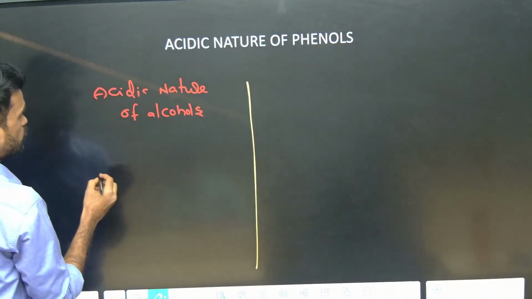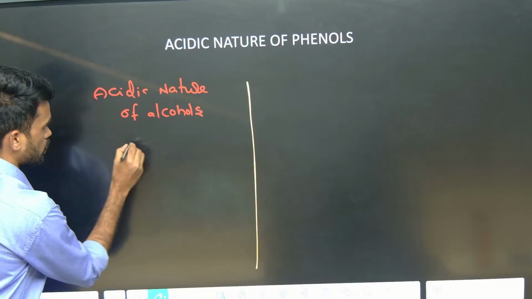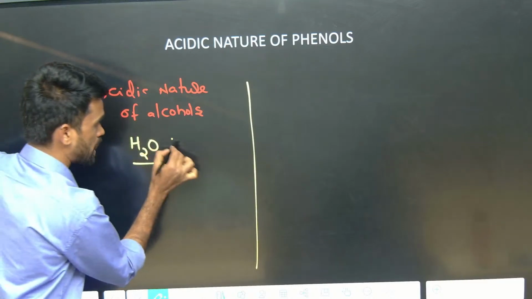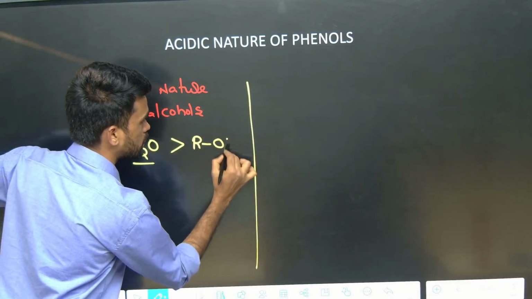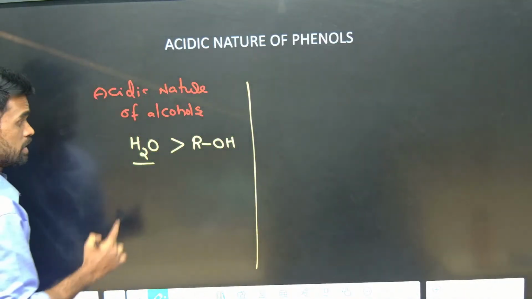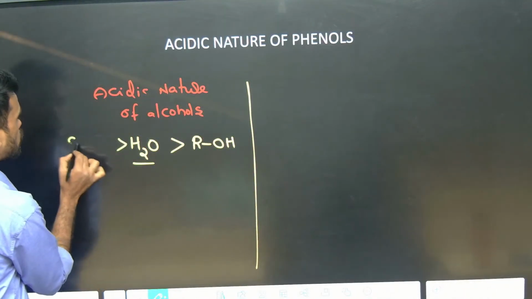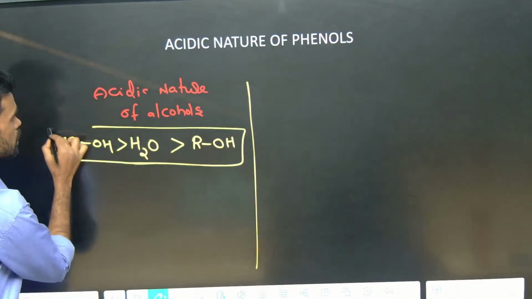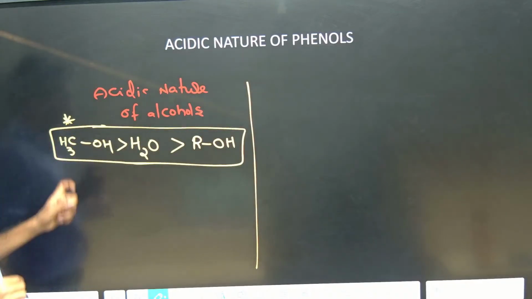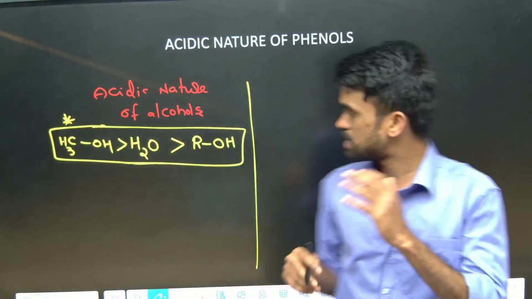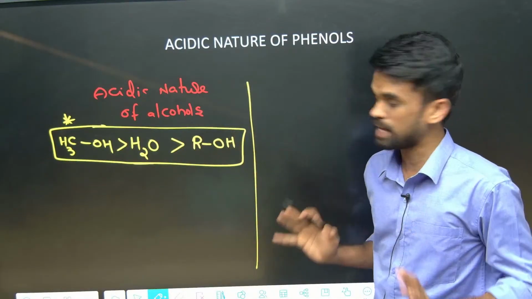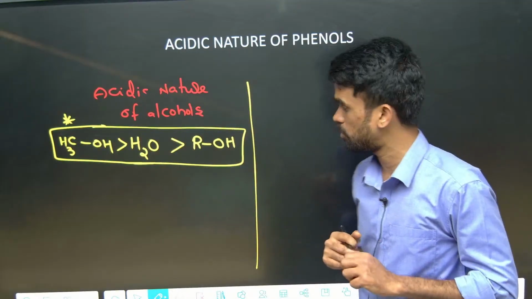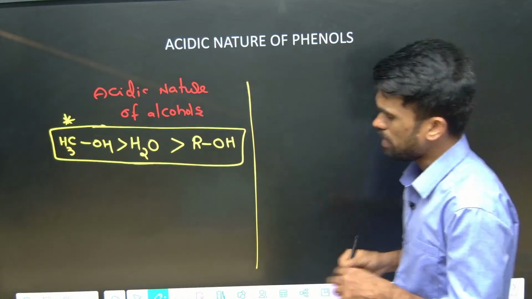Okay, see what I am writing, you just remember this order. Water, the normal water molecule, is more acidic than alcohols, except methanol. So methanol is more acidic than water. So this is the acidic nature order of alcohols to be remembered. Methanol is more acidic than water, and water is more acidic than other alcohols like ethanol. Water will be more acidic. Like this you need to remember here. And the next one is, now I have different alcohols.